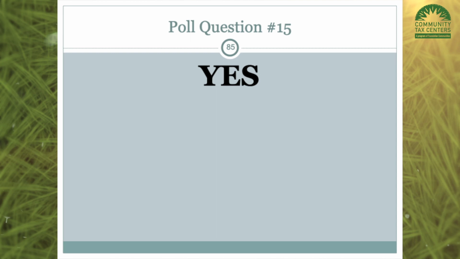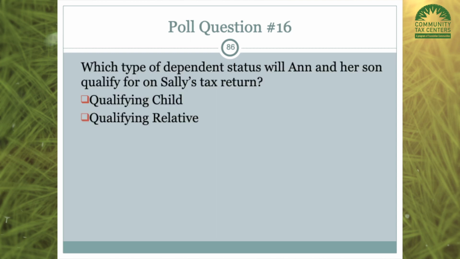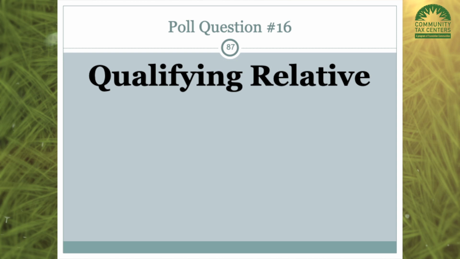Now, I think there's a follow-up to this question. Which type of dependent status will Ann and her son qualify for on Sally's tax return? Is it a qualifying child or a qualifying relative? What type of dependent for Sally? Qualifying relative, because they would be members of the household. There is no blood relation. So, qualifying relative.